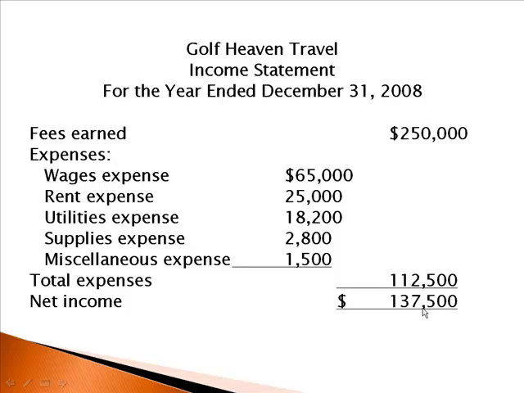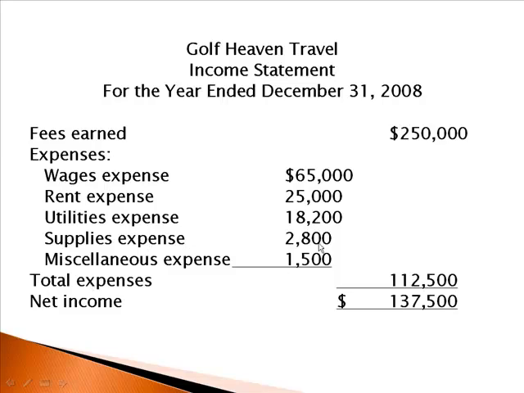We also see here that this company has earned a total revenue from fees earned of $250,000 and have the following expenses: wages, $65,000, rent expense, $25,000, utilities expense, $18,200, supplies expense, $2,800, and miscellaneous expenses, $1,500. And we see that they are listed, as we stated, in order from the largest expense balance to the smallest, with miscellaneous being listed last.